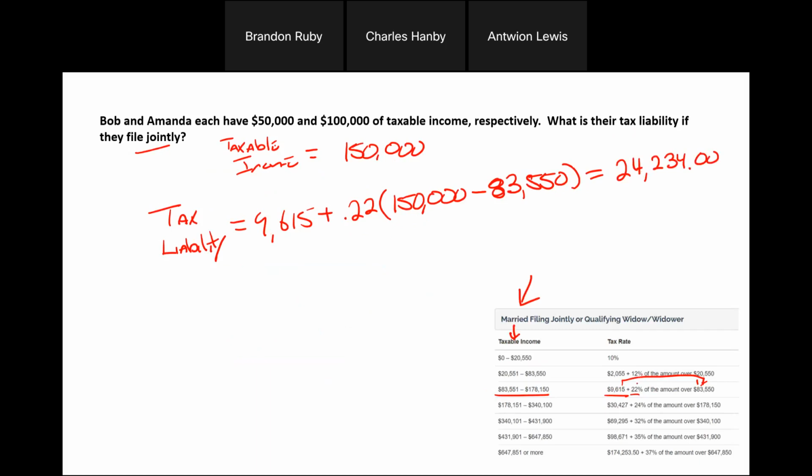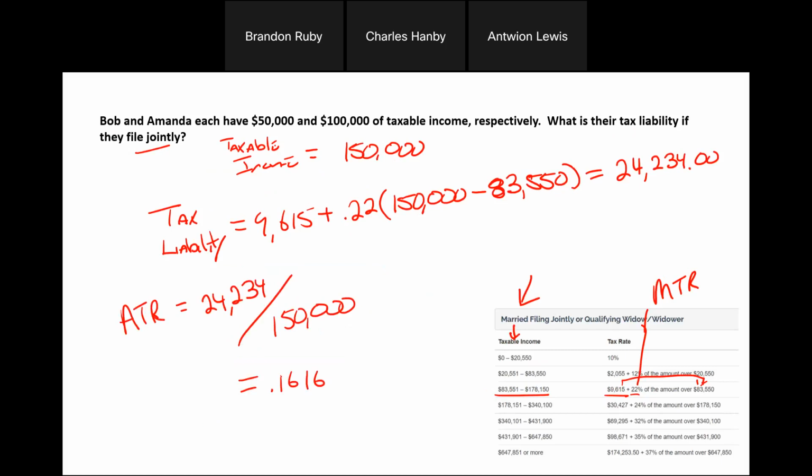Their marginal tax rate, MTR, is 22%. We didn't ask for it here, but your average tax rate is just the $24,234 divided by their taxable income. That's 0.1616. On the exam, it would be entered as a percentage, so 16.16 would be the correct way to enter it.